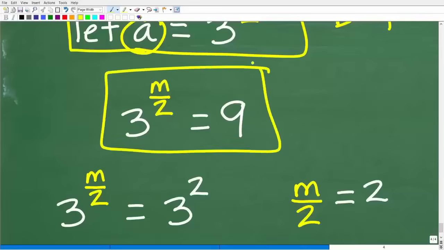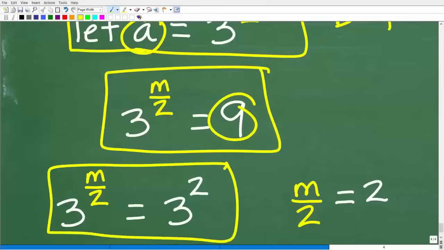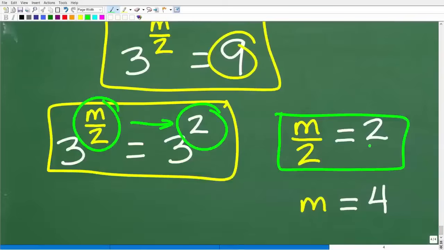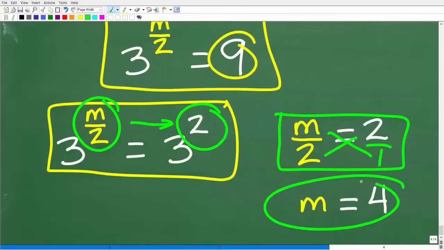So this lovely little equation we can easily solve because 9 is the same thing as 3 squared. So if we take a look at these exponents, we have m over 2 and 2. So these exponents must be equal because the bases are the same, right? So 3 to some power is equal to 3 to the second power. Well, these exponents must be the same. So let's go ahead and set those exponents equal to one another. So m over 2 is equal to 2. So to solve this equation, we just simply cross multiply. So m is equal to 4, which is the answer we were looking for.